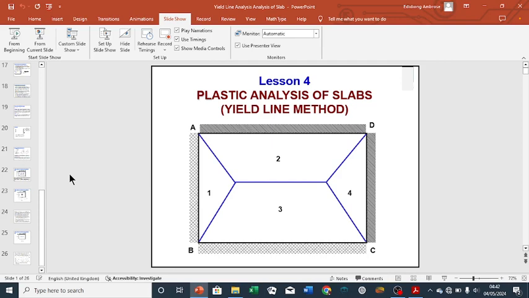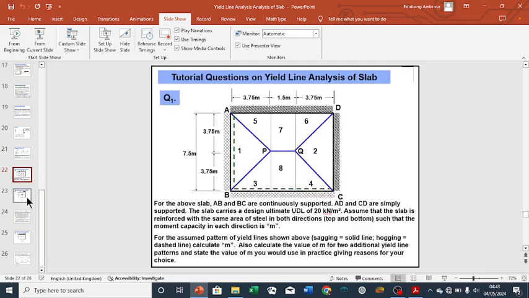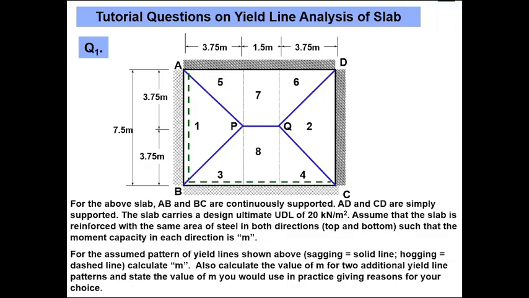What you need to remember is that yield line analysis is a method of plastic analysis, and that method is an upper bound method that is used to analyze mostly reinforced concrete or steel slab. So let's go straight to the tutorial questions.